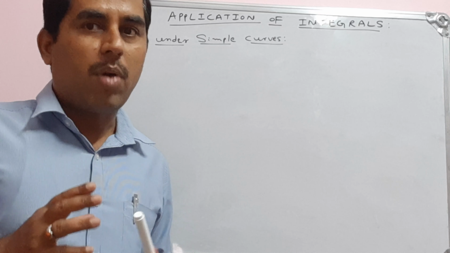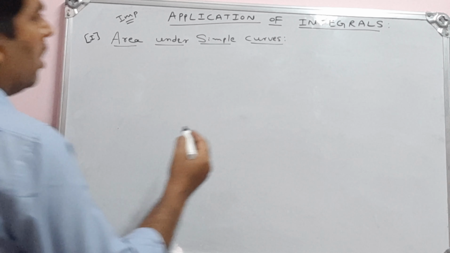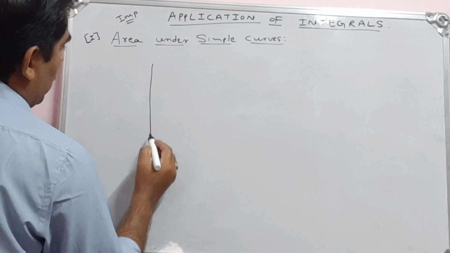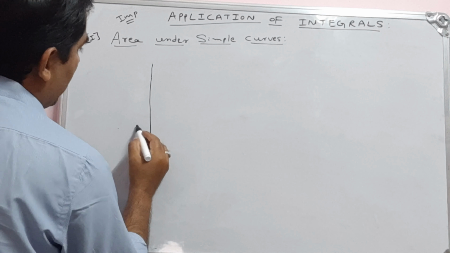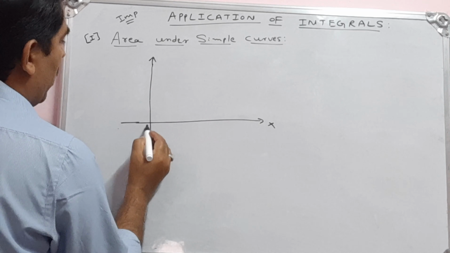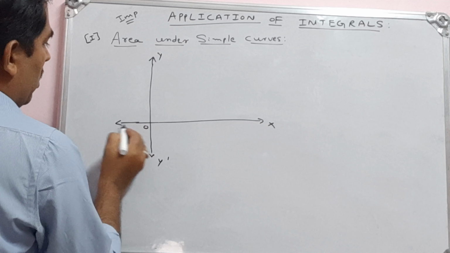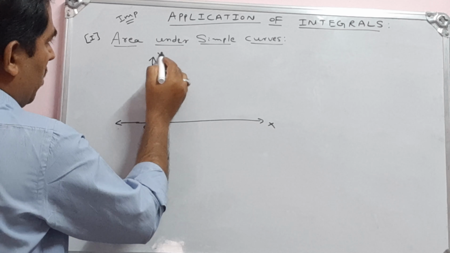Area under simple curves means, let me consider this x-axis and y-axis. Observe this carefully and listen to the explanation. Afterwards we can do some of the problems. So if we have the x-axis and y-axis, let us consider one curve.